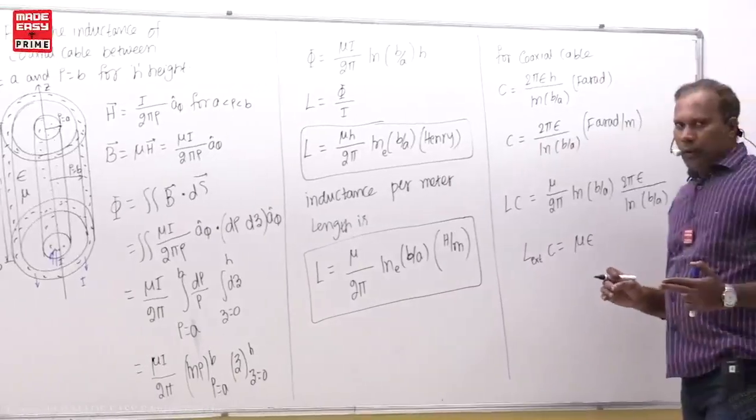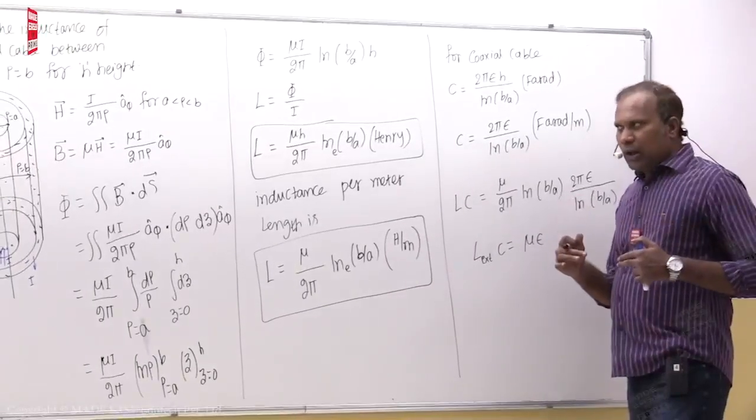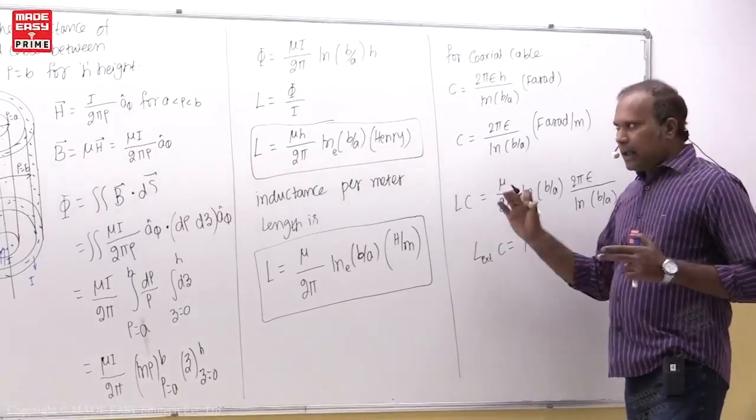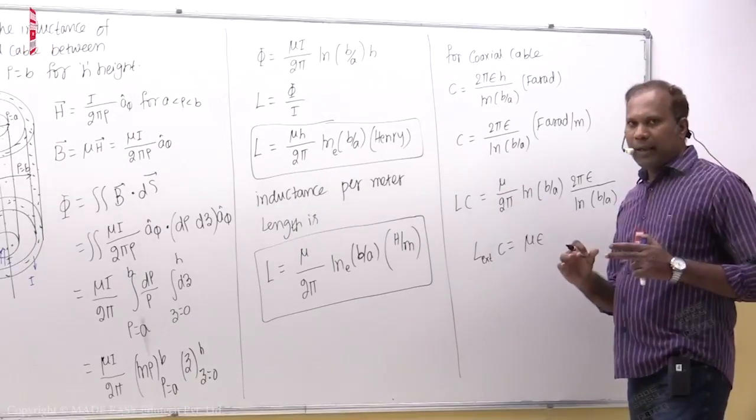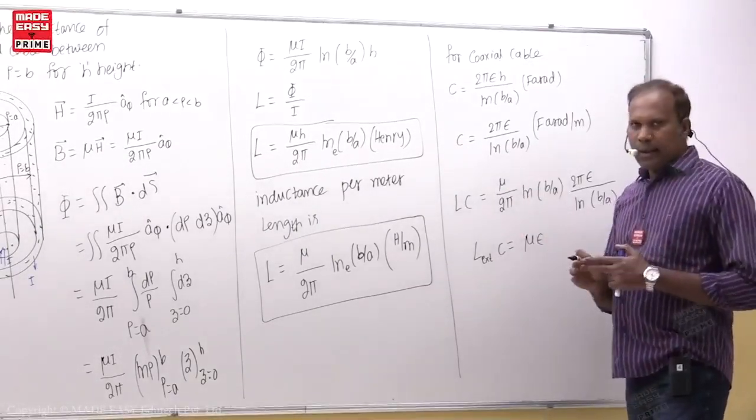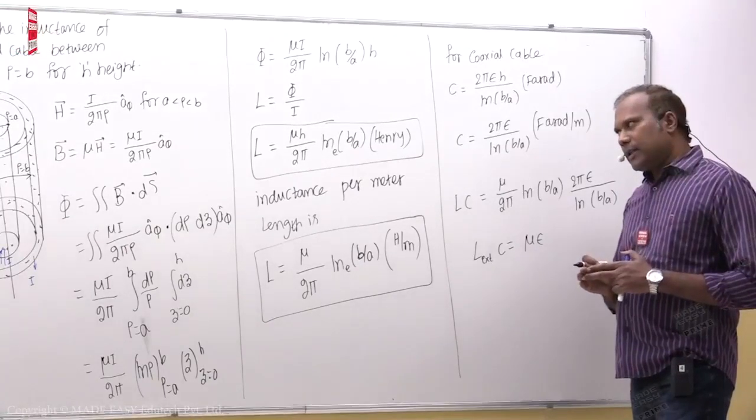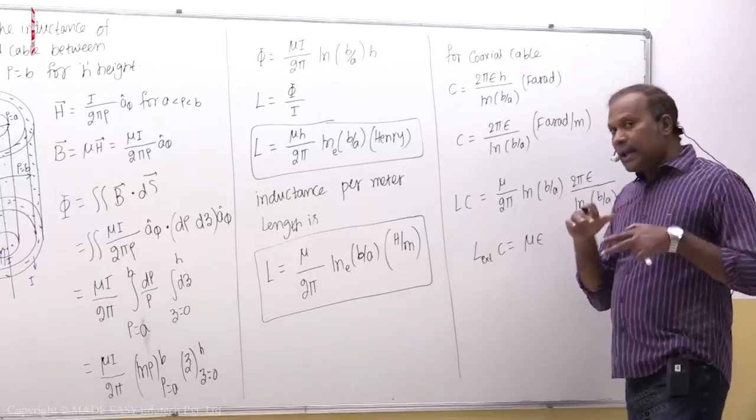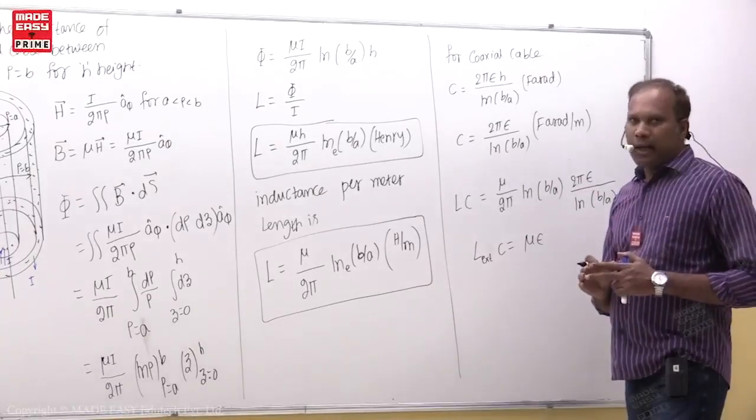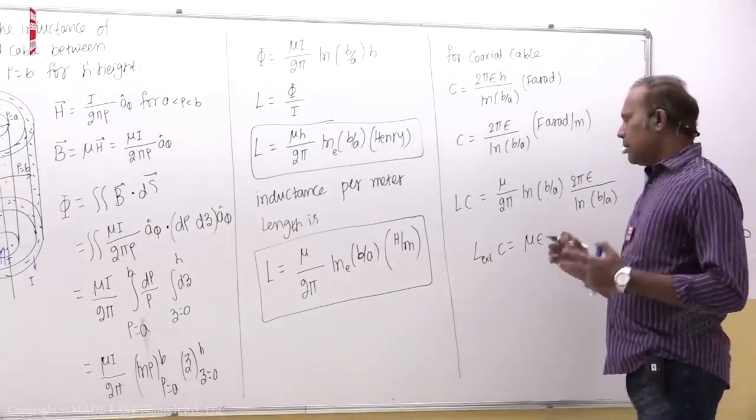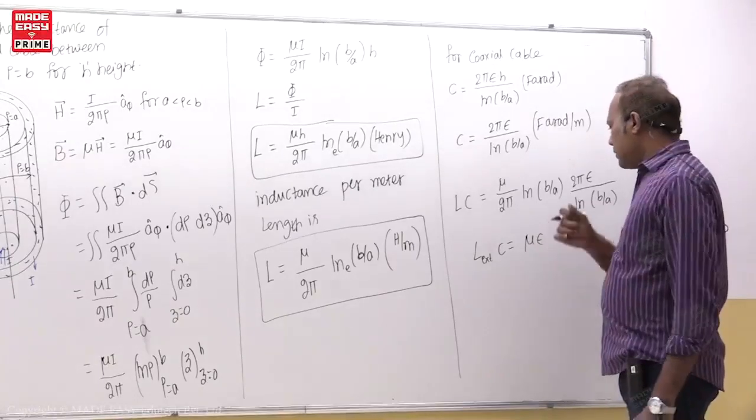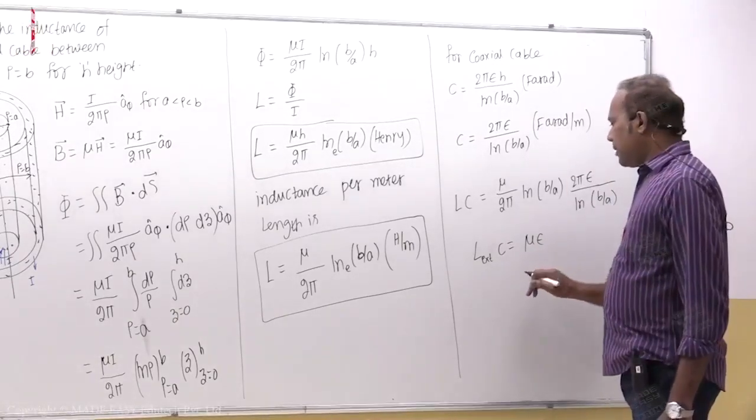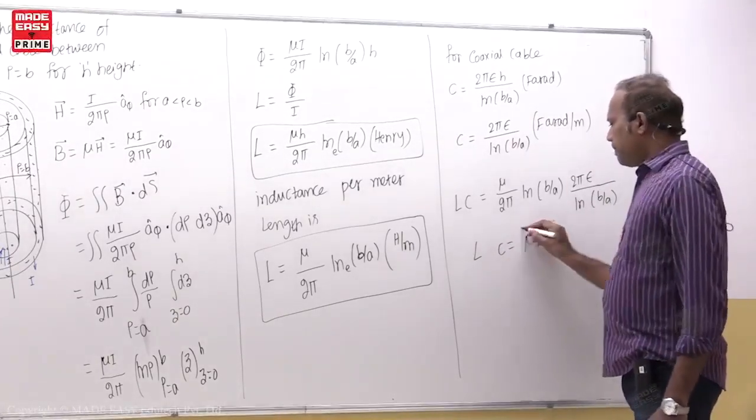Simple thing. In whichever region you want to find inductance, in the derivation you have to use the magnetic field equation of that region. The region whose inductance you want to find, in the derivation you have to use that region's magnetic field equation. Okay. So anyway, L into C is equal to mu epsilon. Okay.